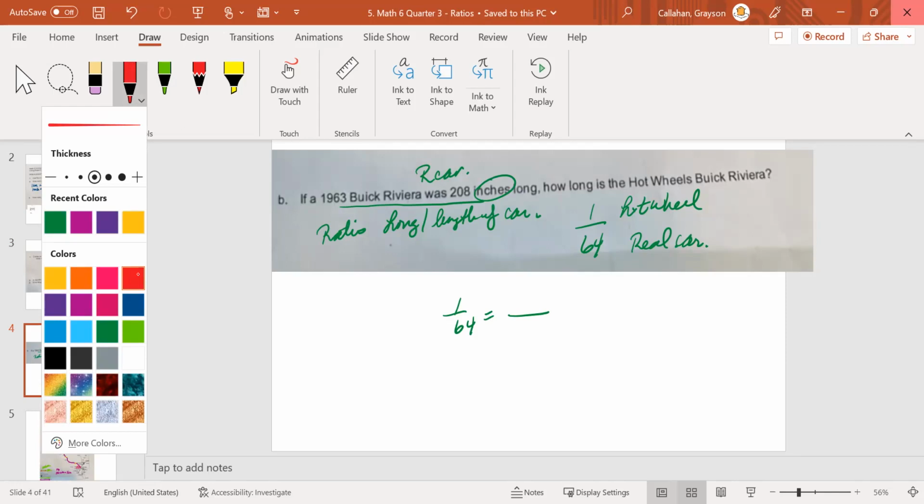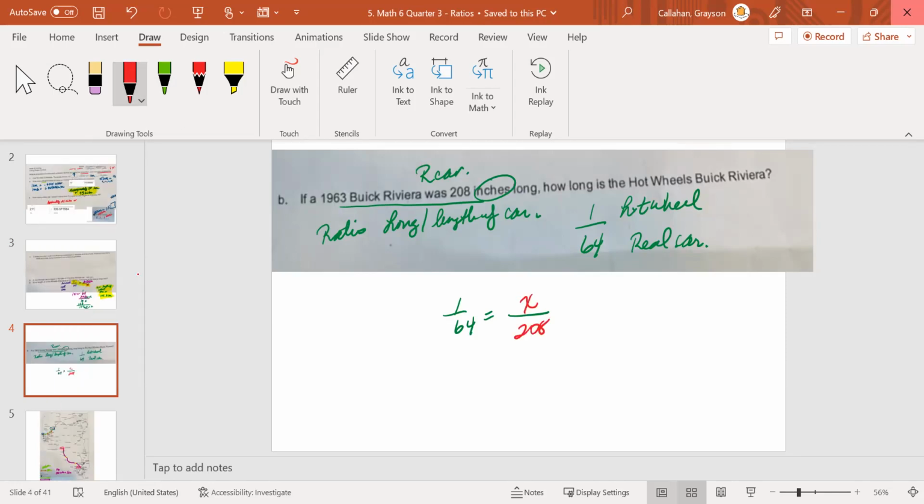No, the numerator is the Hot Wheel. Denominator is a real car. So X is now on top. And what is X equal to? Of what? You got to make sure you understand the difference there. Okay, one's a Hot Wheel, one's the length of the real car. The real car is in the denominator, the Hot Wheel is on top in the numerator.